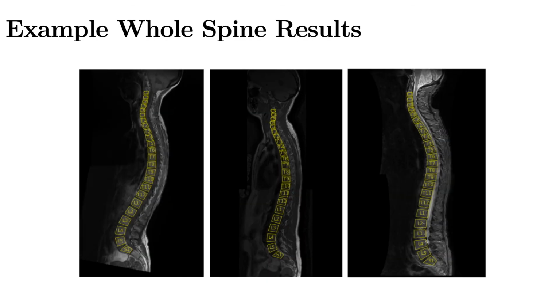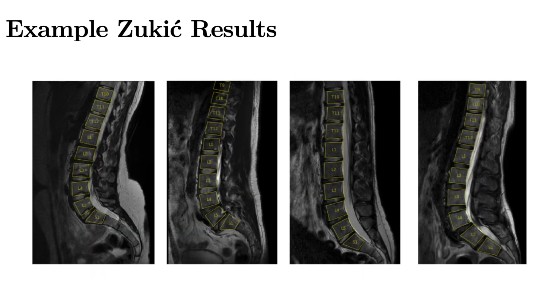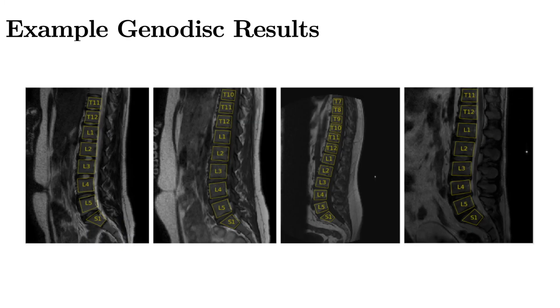Here are some example results of detection and labelling overlaid on the mid-sagittal slice of the Oxford whole spine test dataset. We also saw near-perfect results on lumbar scans. Here are examples from the Zukić dataset, and here are examples from the Genodisc dataset.